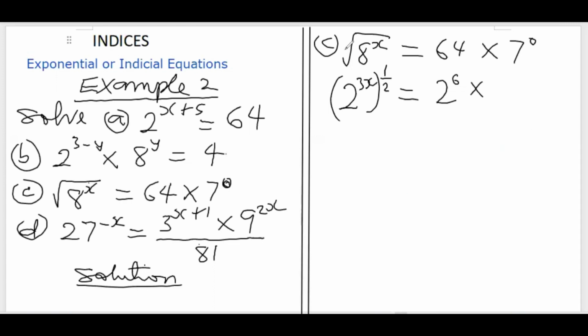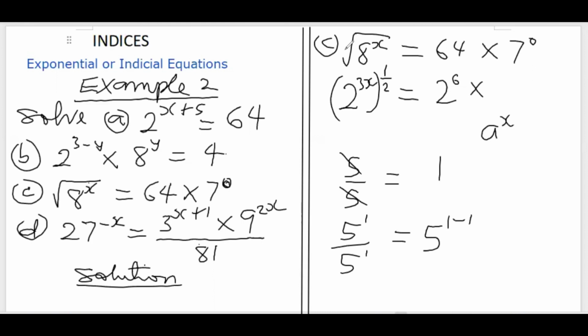For example, if I say 5 over 5, you agree with me, is 1. If I now use the law of indices, 5 over 5, this one is power 1, this one is power 1. Since the bases are the same, pick the base, subtract the power, 1 minus 1. Use the law of indices that says a to the power of x divided by a to the power of y is a to the power of x minus y. So you subtract the power if the bases are the same.